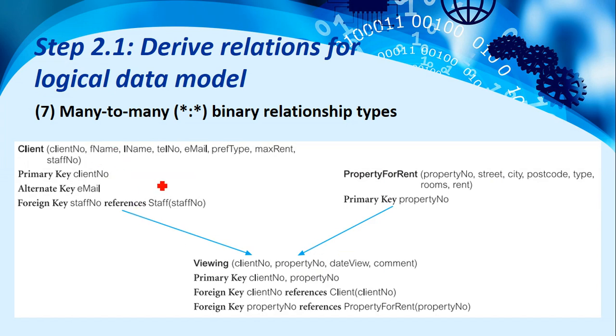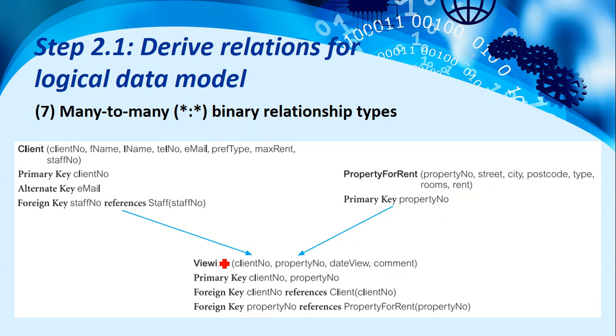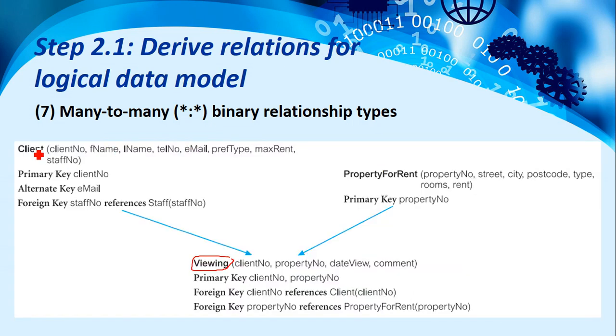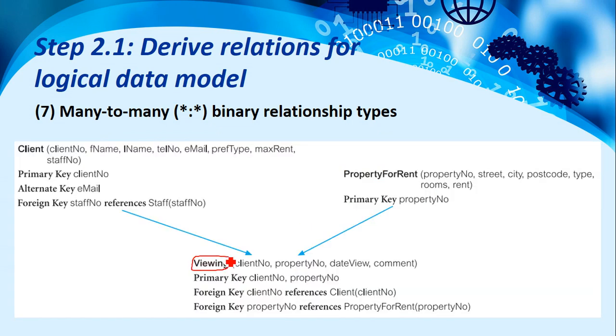First, for each binary relationship, create a relation. So ito yung bagong relation. Take note, we have yung client tsaka yung property for rent, galing to dinerive lang sila dito. This came from itong client, this came from this one, this entity. This relation, property for rent, came from this one, and this relation is a new relation, bago to.